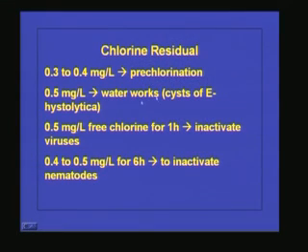and 0.5 milligram per liter in water works, especially when the cyst of E. histolytica is present. That means cysts cannot be destroyed by a low concentration of chlorine. And 0.5 milligram per liter of free chlorine present for 1 hour can inactivate viruses, and 0.4 to 0.5 milligram per liter for 6 hours can inactivate nematodes. So, now we will see what all the things we have discussed today.